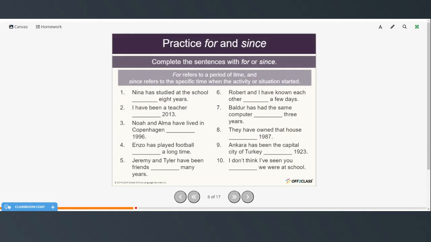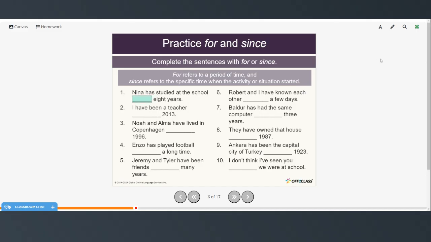All right, so now you're going to complete the sentences using either for or since. And remember that for refers to a period of time, and since refers to the specific time when the activity or situation started. You can pause the video, try that on your own, and then restart when you're ready to check your answers.